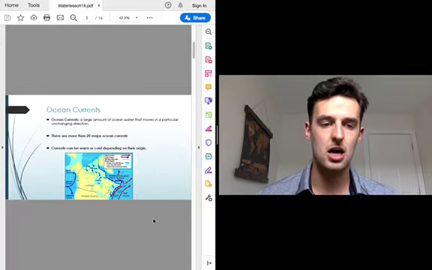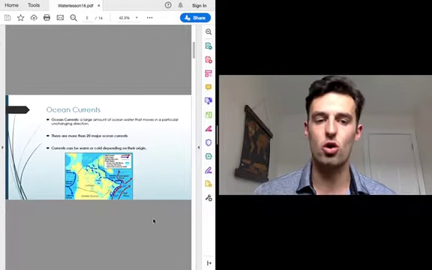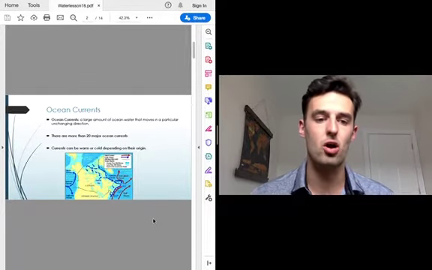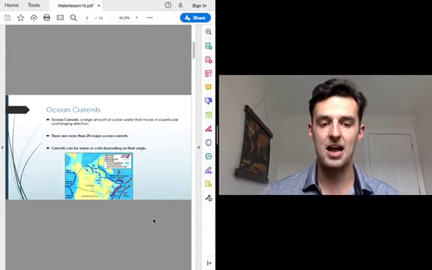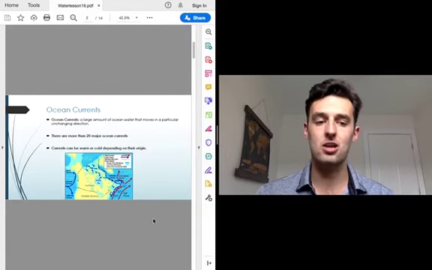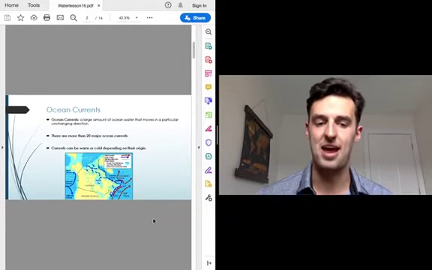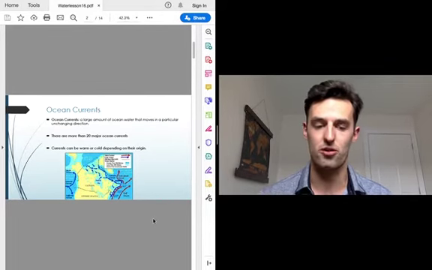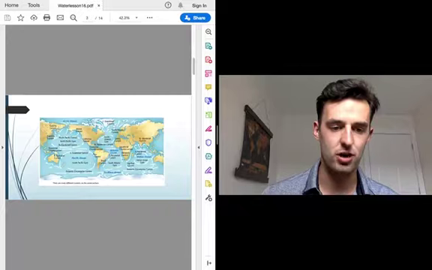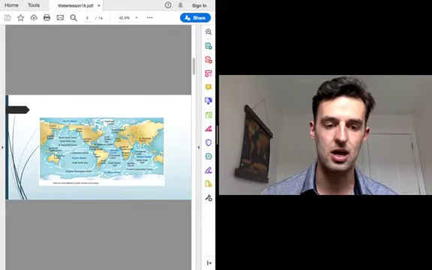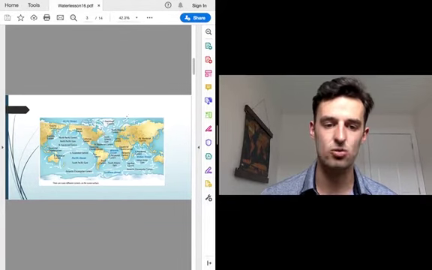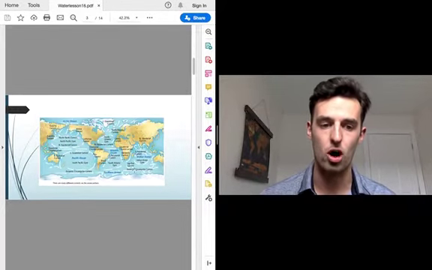So for this, we're going to talk a little bit about ocean currents. Ocean currents are a large amount of ocean water that moves in a particular unchanging direction. The Earth has more than 20 major ocean currents, and currents can be warm or cold depending on where they are coming from, where their origination is. This shows you some of the different currents that stay in the same path. They're unchanging, and it gives you a general guide to see where some of those are.